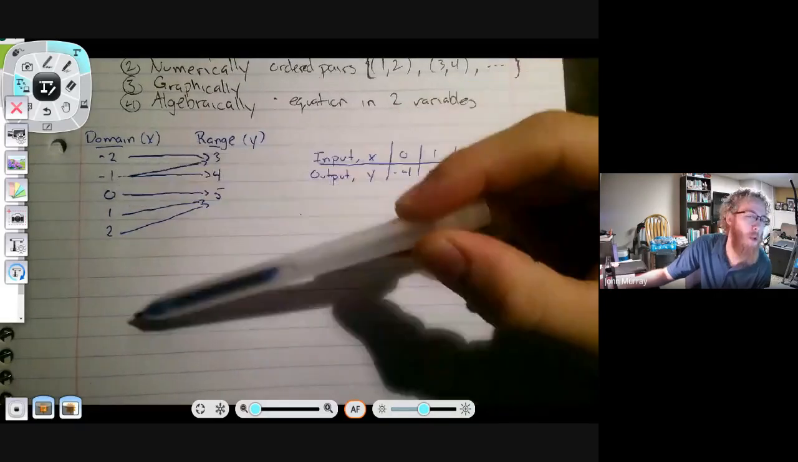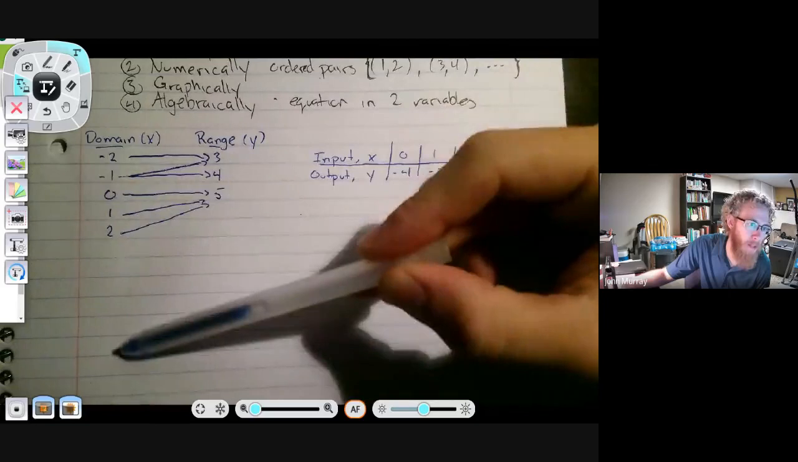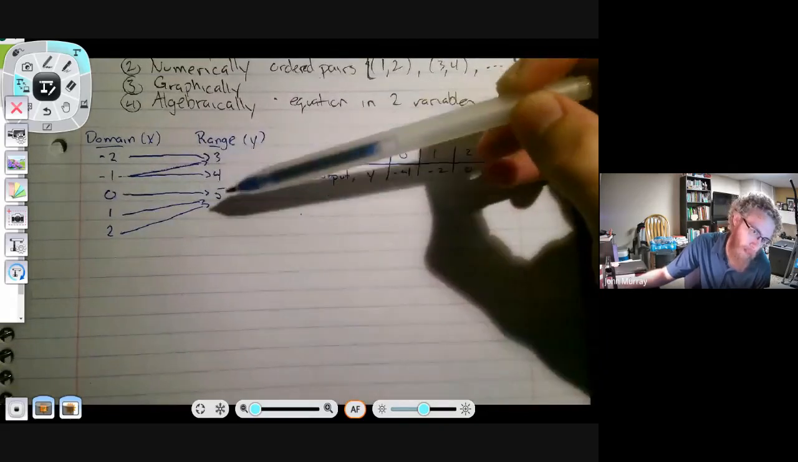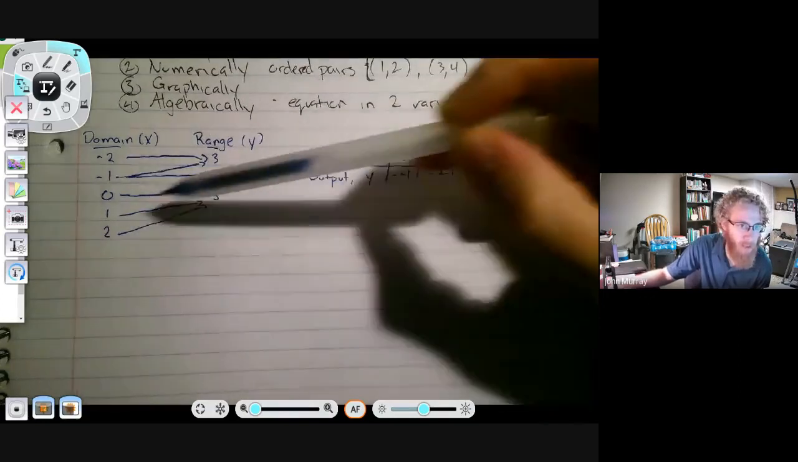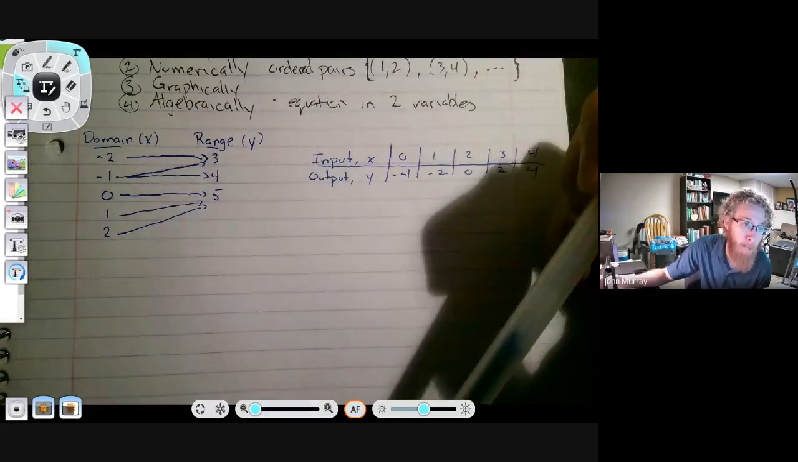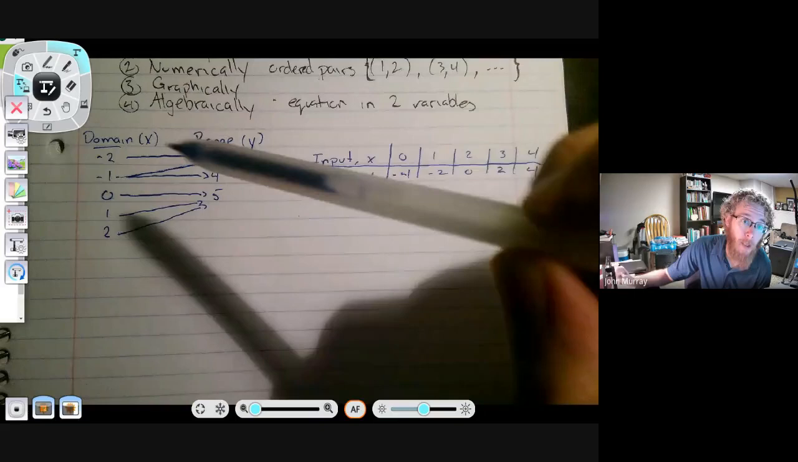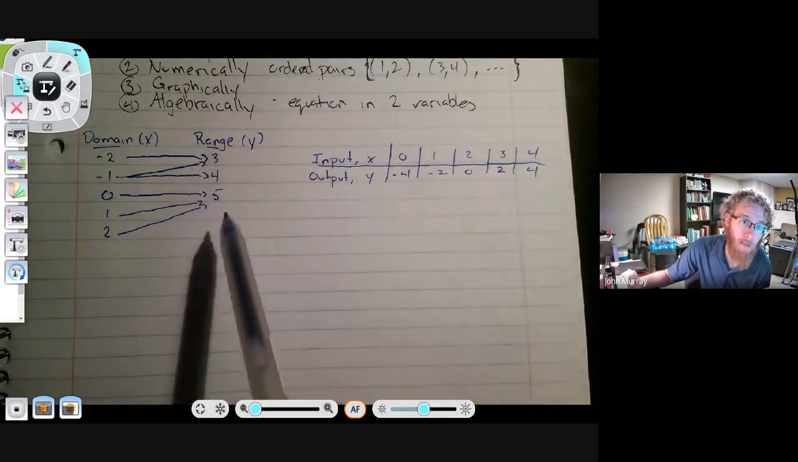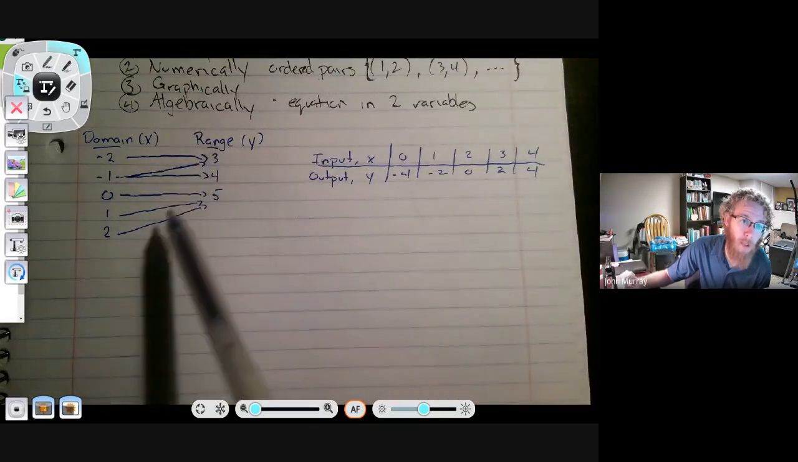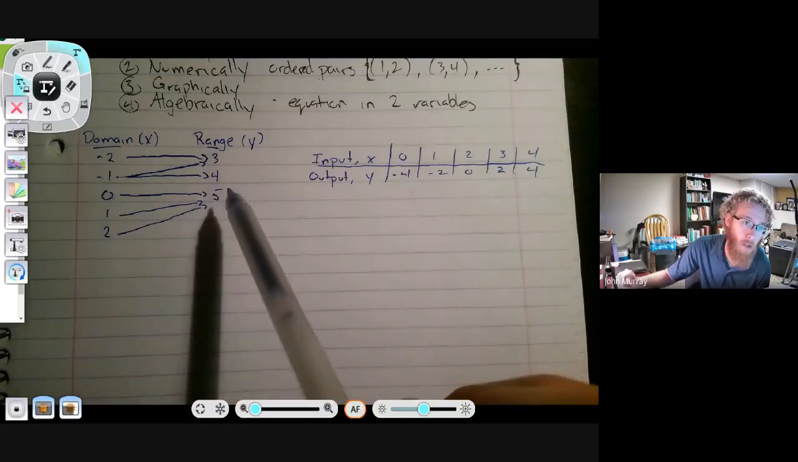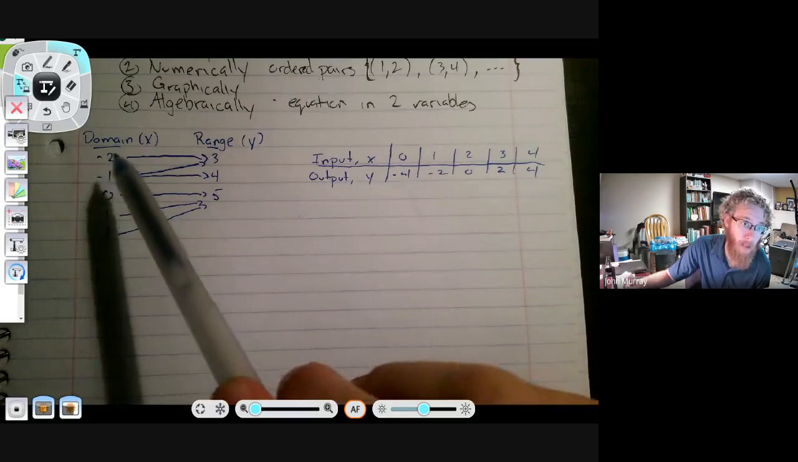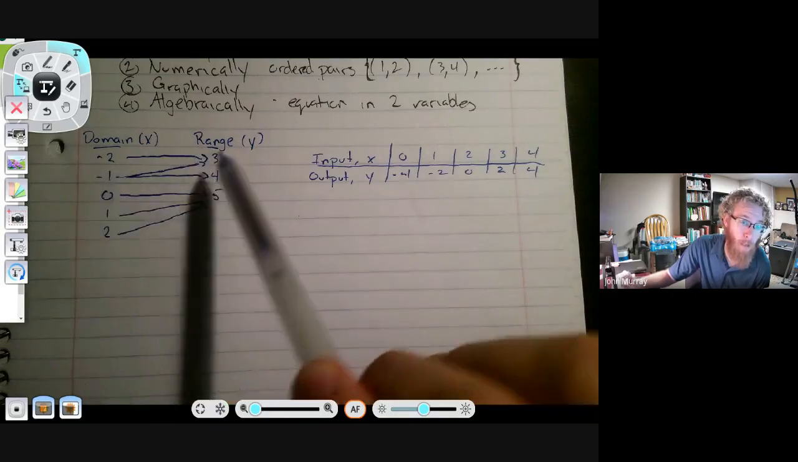The domain could be every real number ever. The range, like I said before, might only be 1 number. It doesn't always have to match up exactly, so just be careful. Now notice here, you get a few different numbers going to the same range. 0, 1, 2 all go to 5. That's okay. That's fine. -2 goes to 3, and -1 goes to 3.